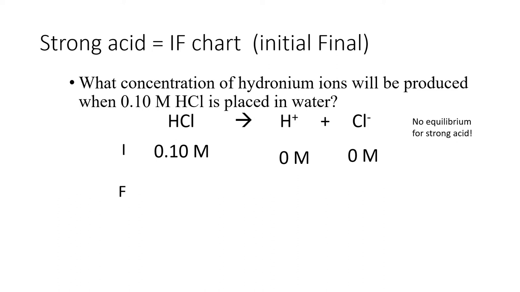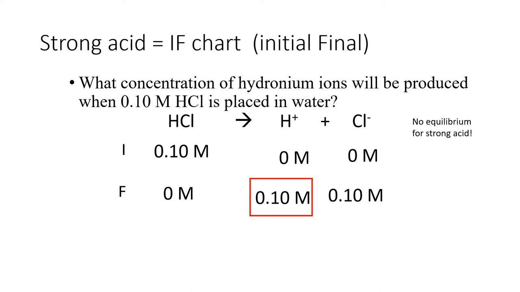When we put it in water, however, remember it'll ionize completely, so we essentially end up with 0 for my acid, and since it's a 1-to-1 ratio, we end up with 0.1 molar concentration for both the hydronium and the chloride ions. So this is as simple as looking at the chart now and saying, what's my hydronium ion concentration? Well, it's going to be the 0.1 molar.